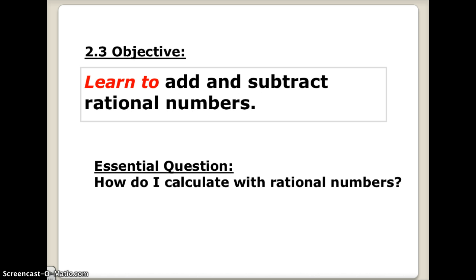2.3 objective: learn to add and subtract rational numbers. Essential question: how do I calculate with rational numbers? You're going to see this essential question throughout the beginning of this chapter because we're working on different operations with rational numbers.